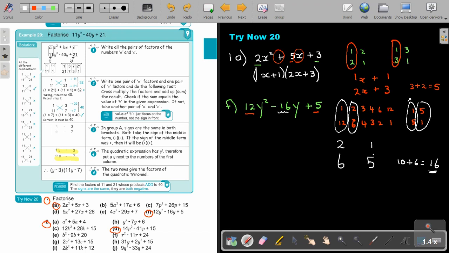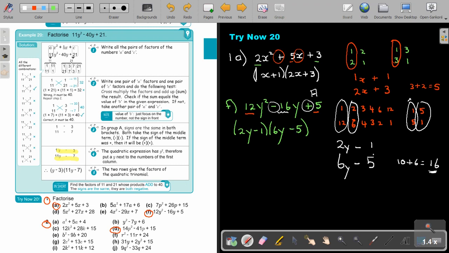And now you can say, okay, the signs are the same. We are in group A. And both take the sign of the middle. So what will this be? Negative, negative. This is y squared, y. So what will this be? y, y. And then I'm just going to end up by saying 2y minus 1 and 6y minus 5. And don't forget, you can write this bracket first and then followed by that bracket.